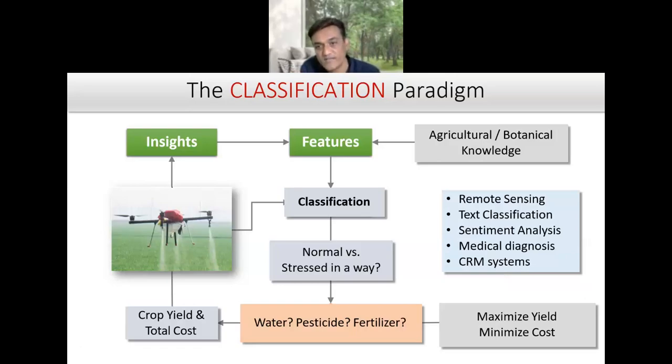It is collecting a number of data, maybe using remote sensing. Text classification is one of the problems where we use classification. We do sentiment analysis using classification. We do medical diagnosis using classification. We use CRM systems for classification. But in this example, we are focusing on an agriculture problem. The drone is collecting data, maybe using a lidar sensor, camera images, or sensing the temperature, the humidity level, the rain level, or a number of different classification problems which we want to solve.